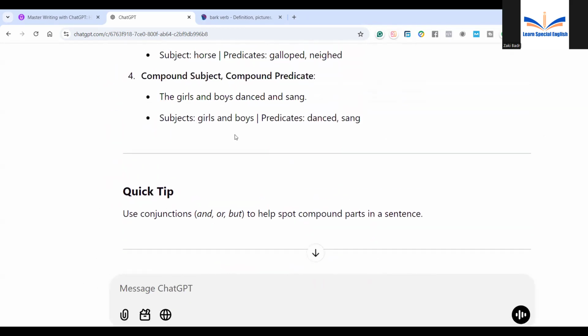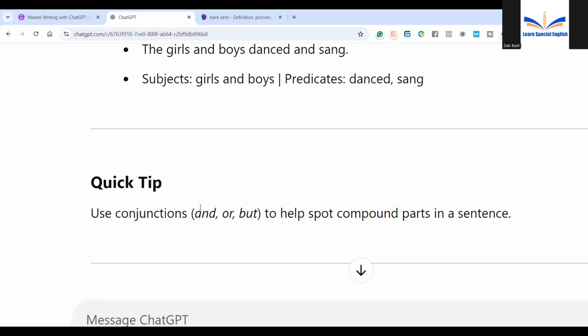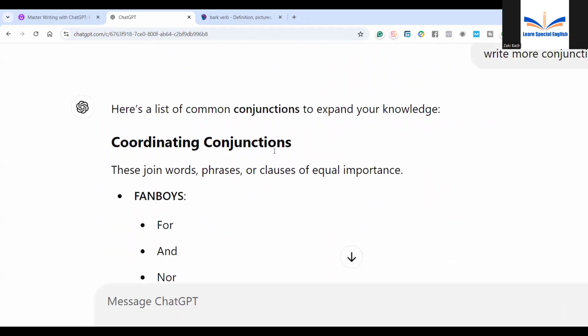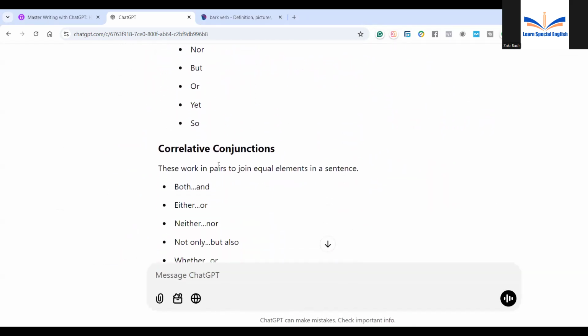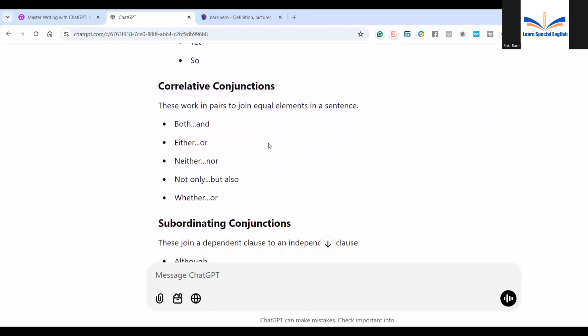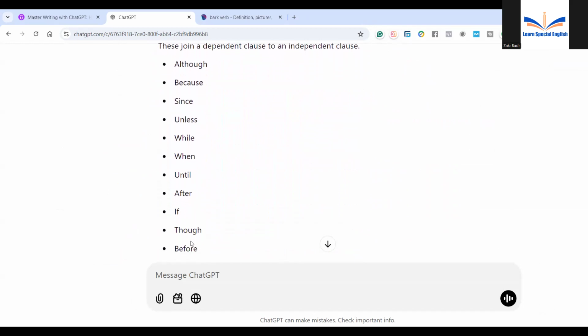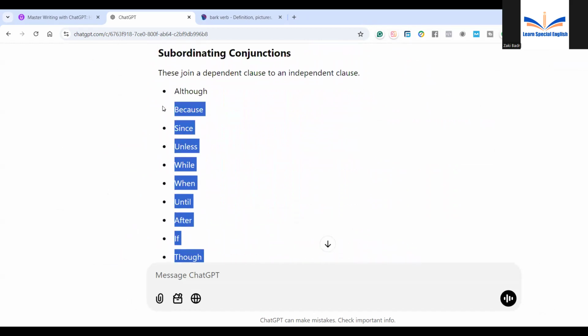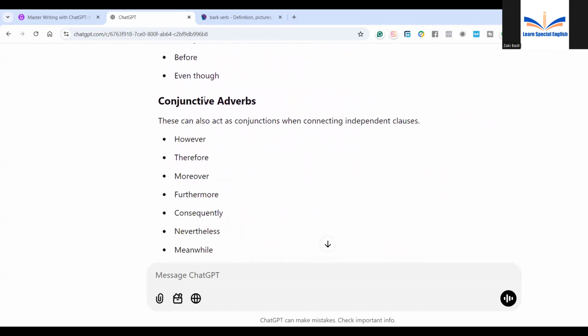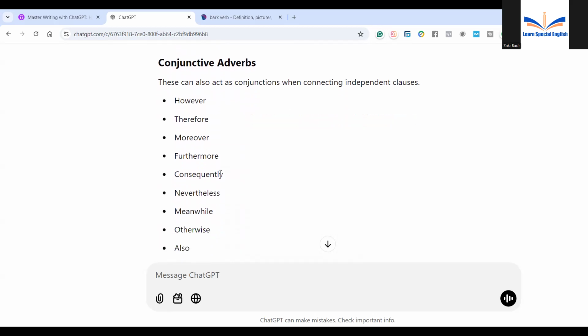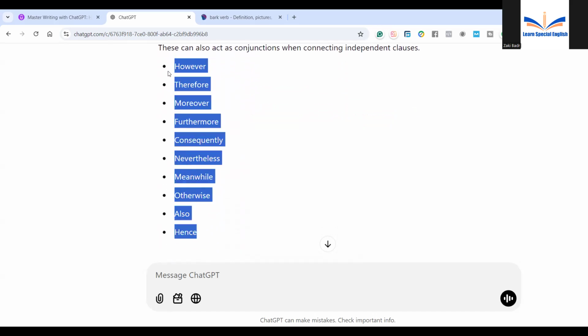So how can we make compounds anyway? We're going to talk about this more later. We use conjunctions. Conjunctions are the tools that can help you combine not only words, but also sentences. We're going to talk more about this later. So we have coordinating conjunctions, correlative conjunctions, subordinating conjunctions. These make what we call complex sentences. I'll talk about this later. Conjunctive adverbs combine sentences.